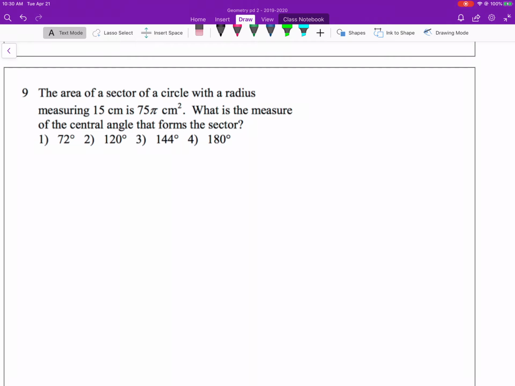Now, next one. The area of a sector of a circle with a radius of 15 centimeters is 75 pi centimeters squared. So you have a radius that's 15 centimeters, and you have the area of the sector. They tell you the area of the sector is 75 pi centimeters squared. What is the measure of the central angle that forms the sector? Now, there's no diagram, but that's fine. You can make a circle if you like. All right, but you know your formula.